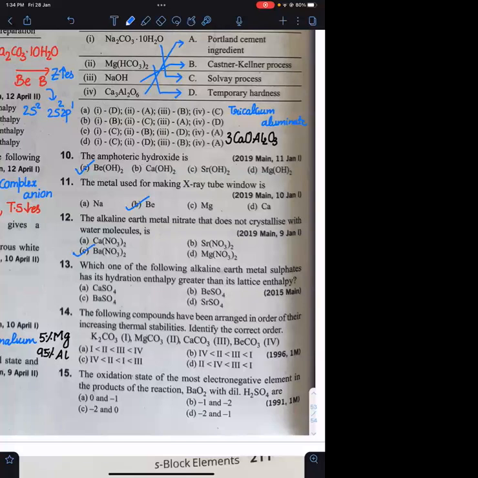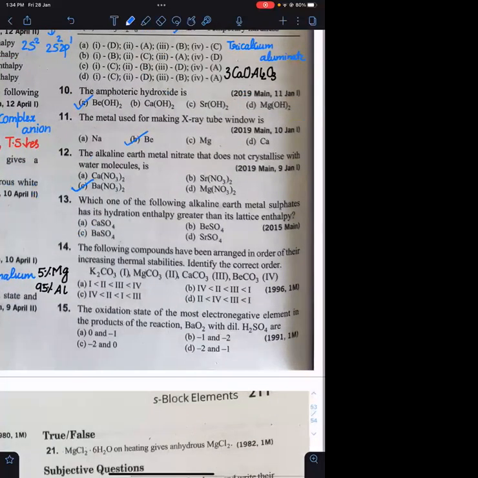Okay. Question number 13. Which one of the following alkaline earth metal sulfates has its hydration enthalpy greater than its lattice energy? That means it has to be soluble. Hydration enthalpy greater than lattice enthalpy. What will we see for solubility? In sulfates there is no exception. The only exception you have is in group 1 carbonates and bicarbonates, where you just have to write the reverse of the order we expect. That is only for group 1. In group 2 there are no exceptions.